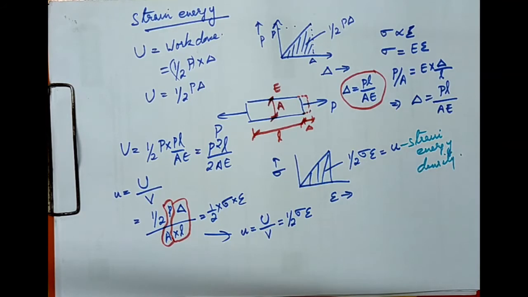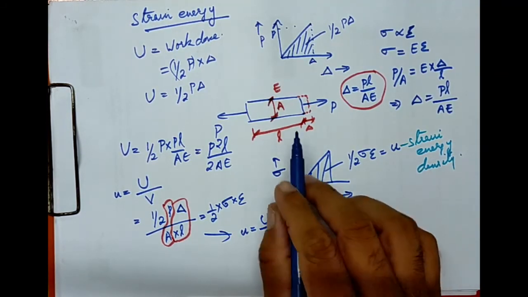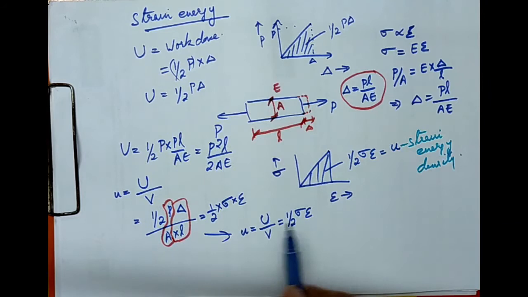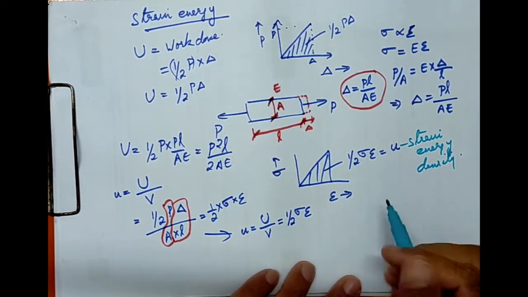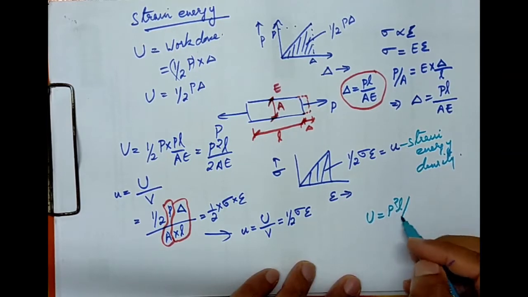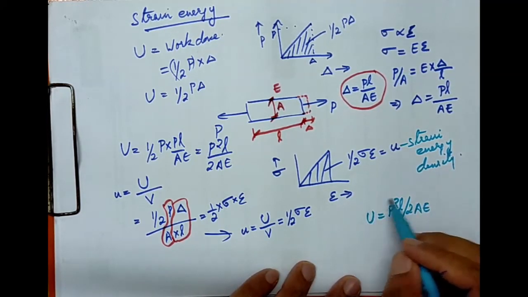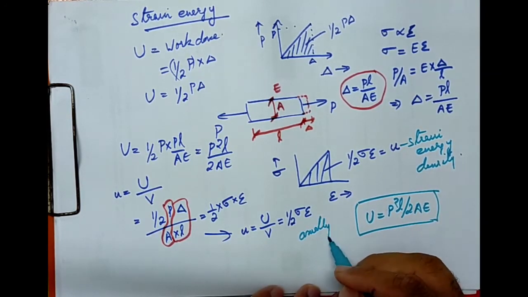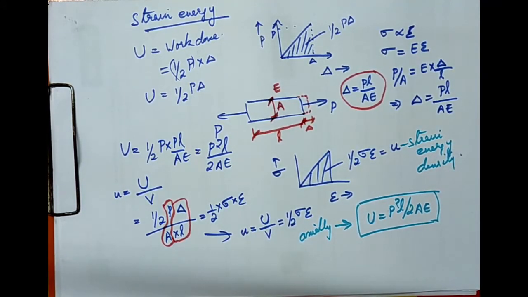Then similarly, you might have heard about resilience. All those things you have learned in detail in module 2, but this is the basic thing that we require for module 3. This is the case for a rod or a bar subjected to an axial load. So this strain energy expression, that is U equal to P squared L by 2AE, is the strain energy for an axially loaded member.